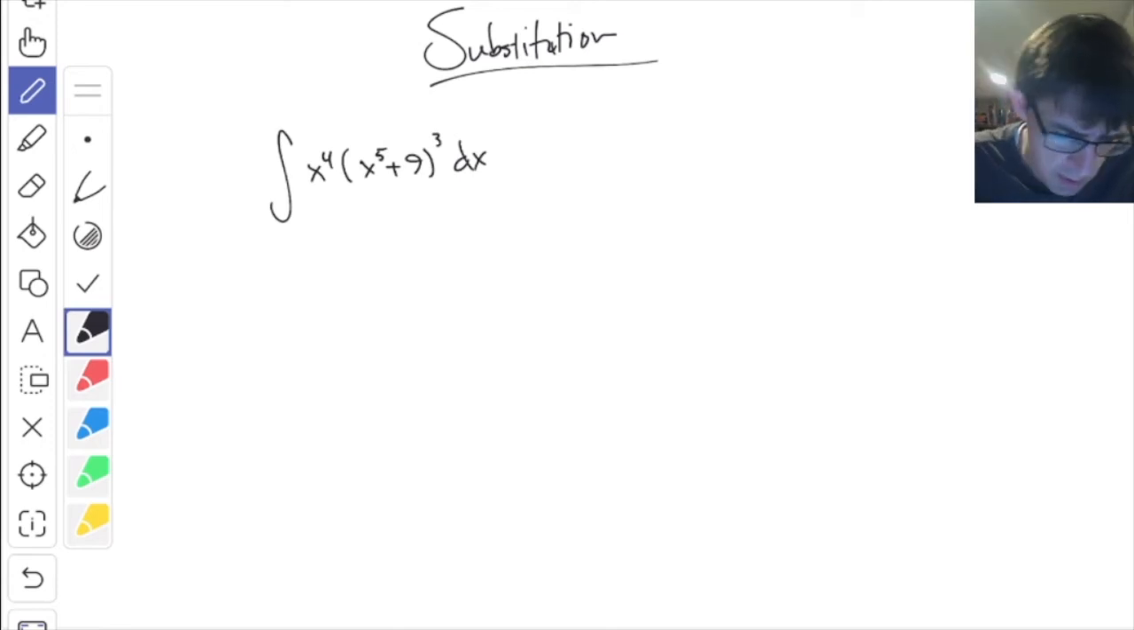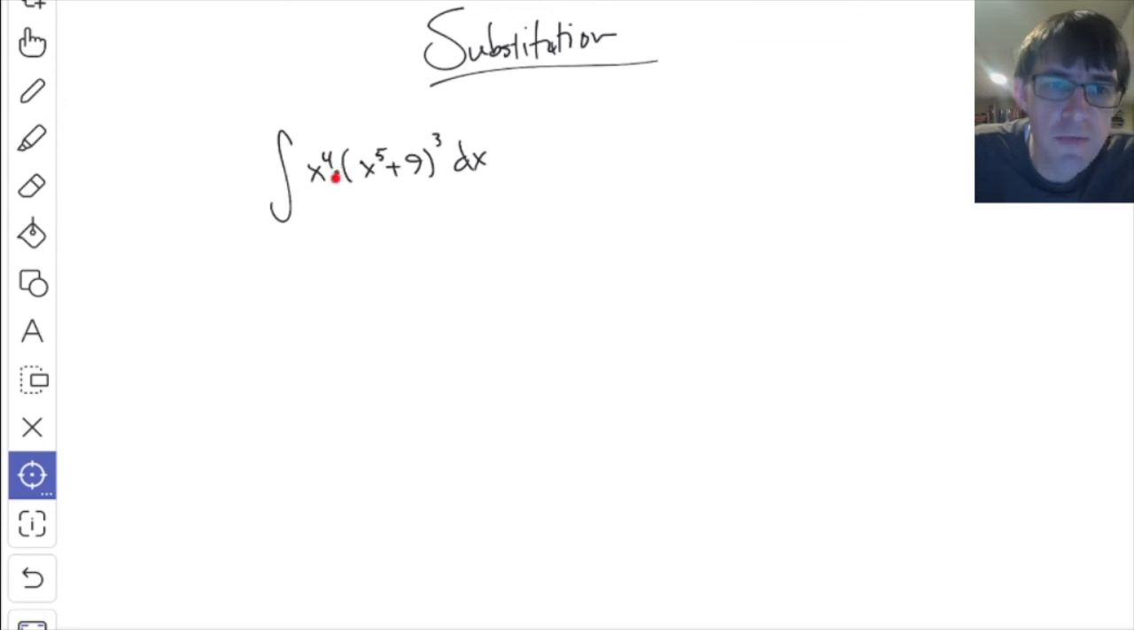How do you know substitution is necessary? I would say there's sort of two giveaways. One is right here. There's a multiplication, x to the 4 times this other thing. And as I've said many times, you cannot do the antiderivative of a product. You have to somehow deal with the product. The way we typically would deal with the product is by distributing it.